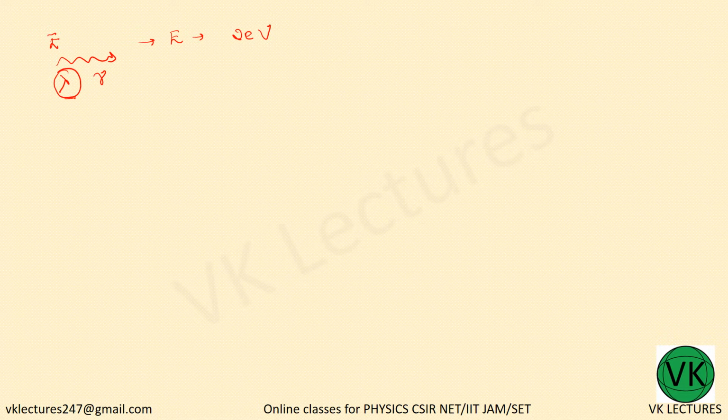If you want the wavelength lambda, what will you do? You will first find out the electron charge, that is 1.6 into 10 to the power minus 19 coulomb. Then you know E is equal to h nu. This we can write as hc by lambda. Then lambda is equal to hc divided by E.